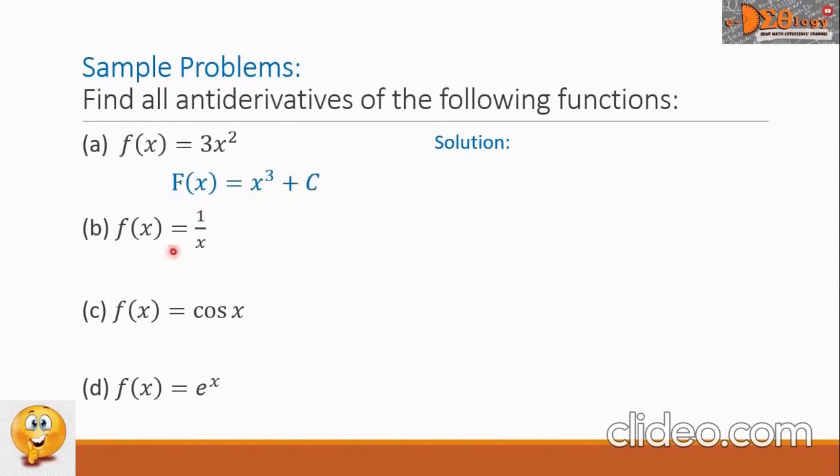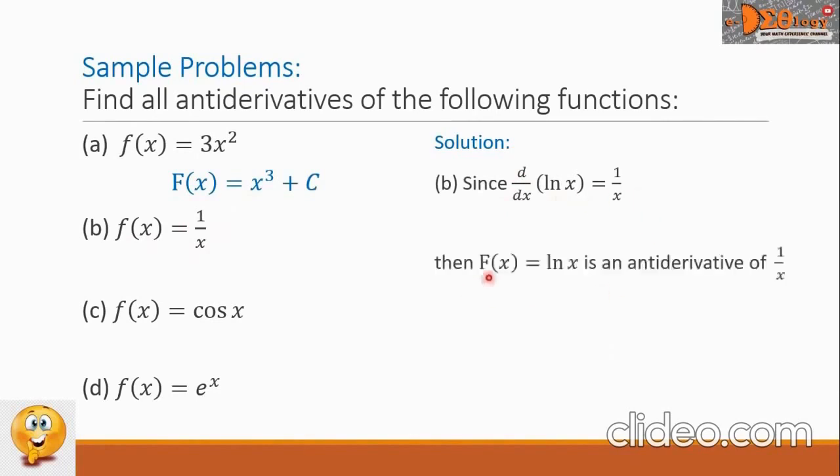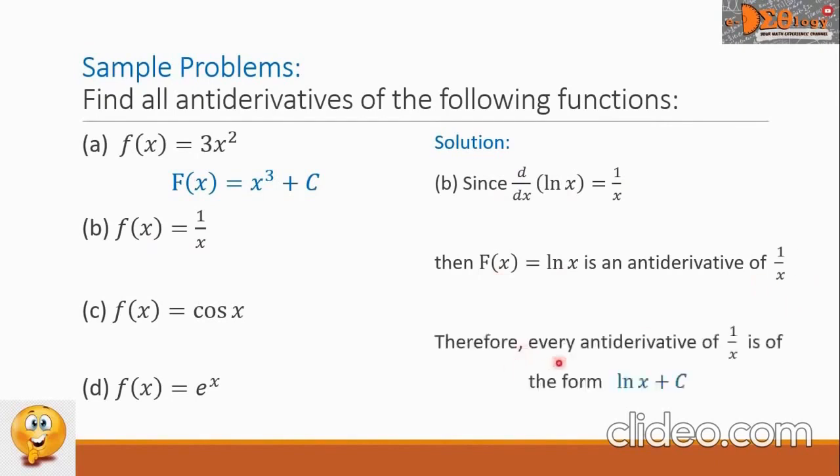Next is the function f of x equals 1 over x. We know that the derivative of ln x equals 1 over x. Then, the capital F of x is equal to ln x is an antiderivative of 1 over x. Therefore, every antiderivative of 1 over x is of the form ln x plus c. So our final answer for the antiderivative is capital F of x is equal to ln x plus c.